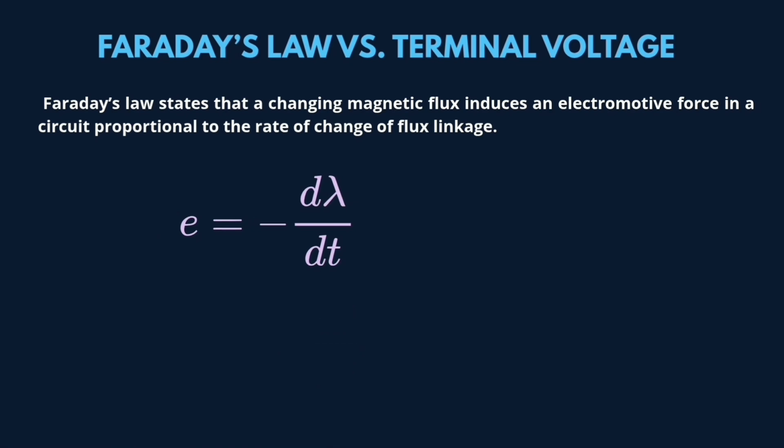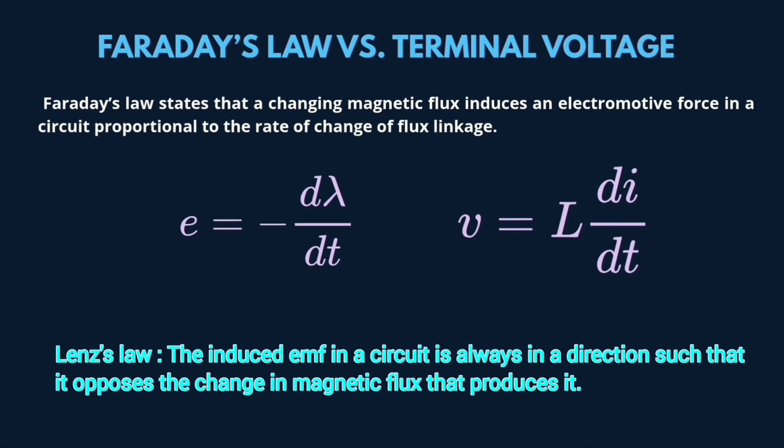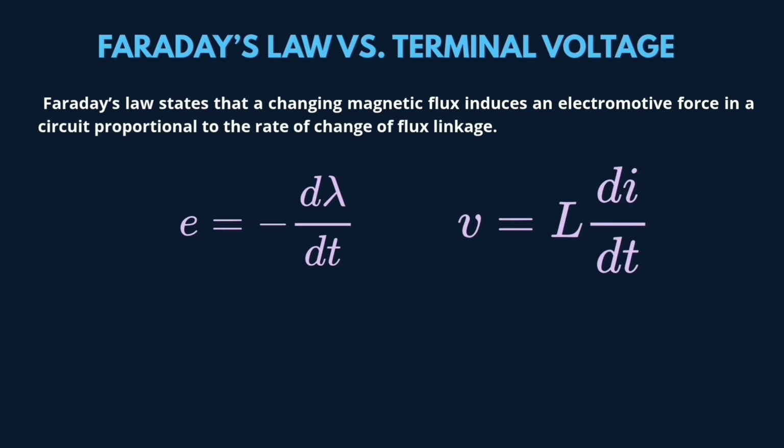Terminal voltage V is given as L into di by dt. The negative sign in Faraday's law explicitly arises from Lenz's law to show opposition to the change causing it. However, under the standard passive sign convention used in circuit theory, the terminal voltage is written as V equal to L into di by dt.